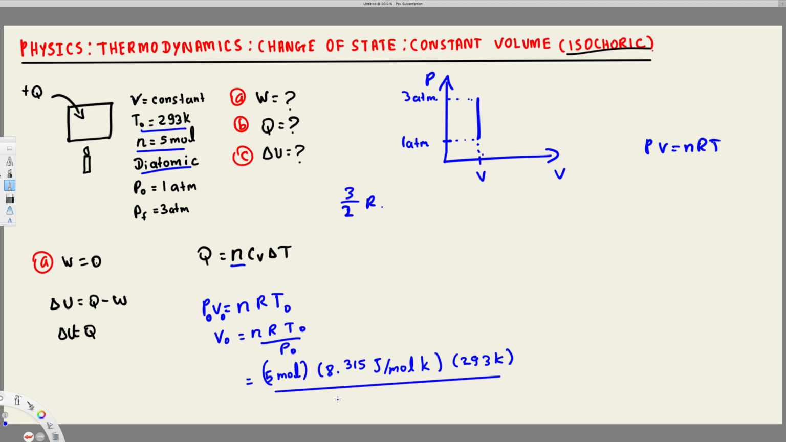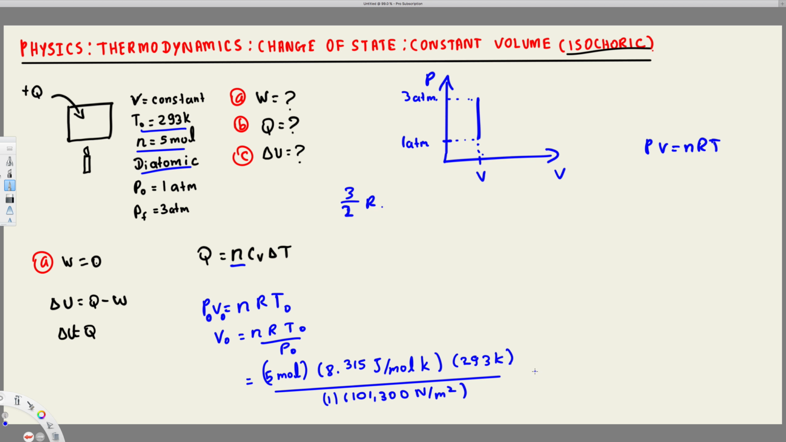We have to convert this into Newton per meter squared. To convert that, we can simply multiply this by 101,300. So this one is 101,300 Newton per meter squared.